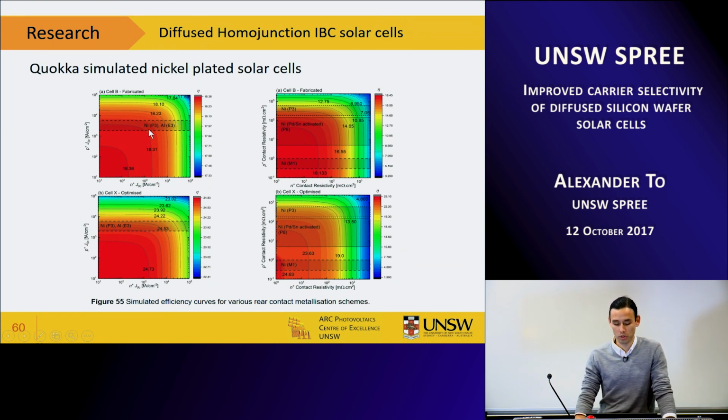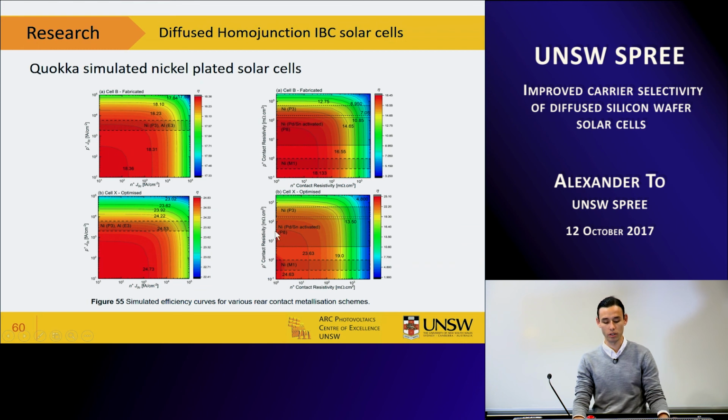However, we were able to forecast the effect of nickel plating onto the solar cells. So what we did here was look at the effect of the contact resistivity. We did this in Quokka because Centaurus doesn't allow you to simulate the metal-silicon contact resistivity like we wanted to. So essentially what I was able to show is that for our current baseline, we aren't really limited by the state-of-the-art nickel-plated contacts. That's the band here.